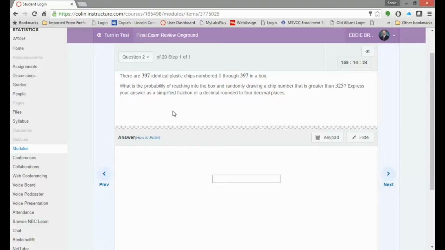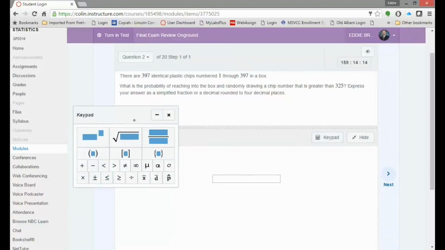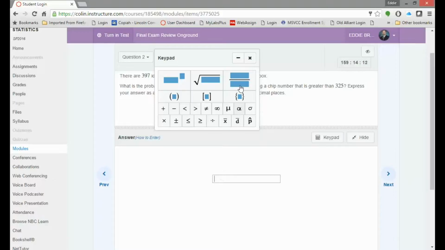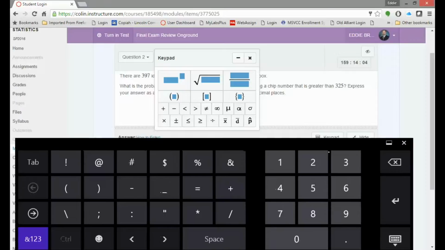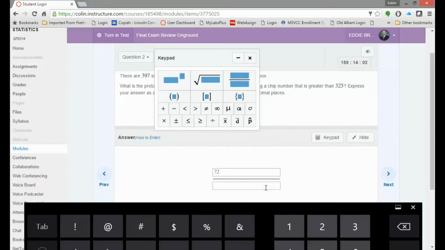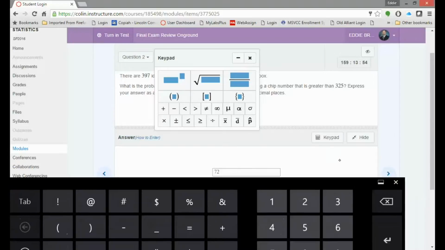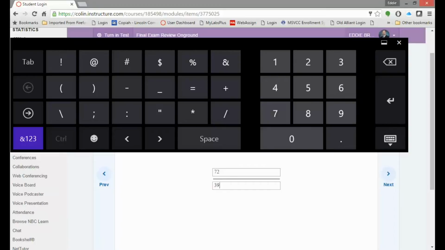Alright, so what's 397 minus 325? That's 72. So the probability is going to be 72 over 397, the total. I don't think that will simplify.